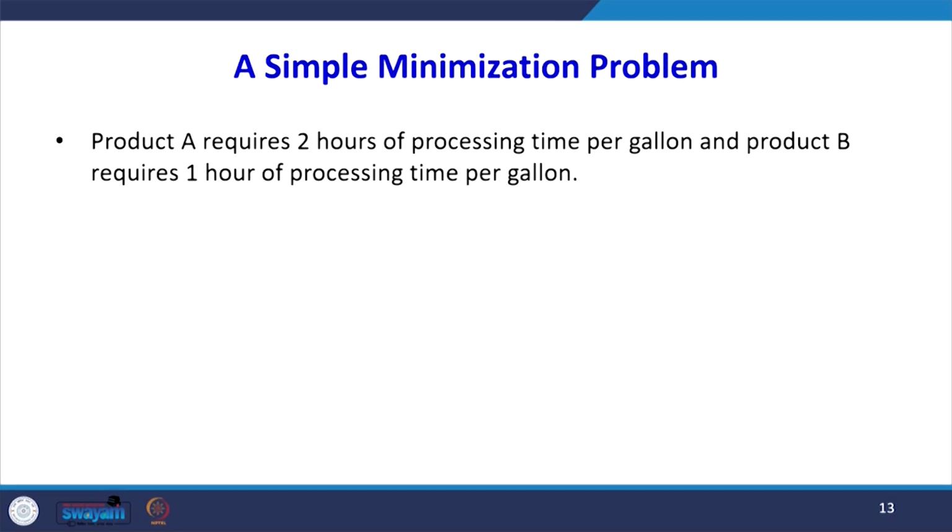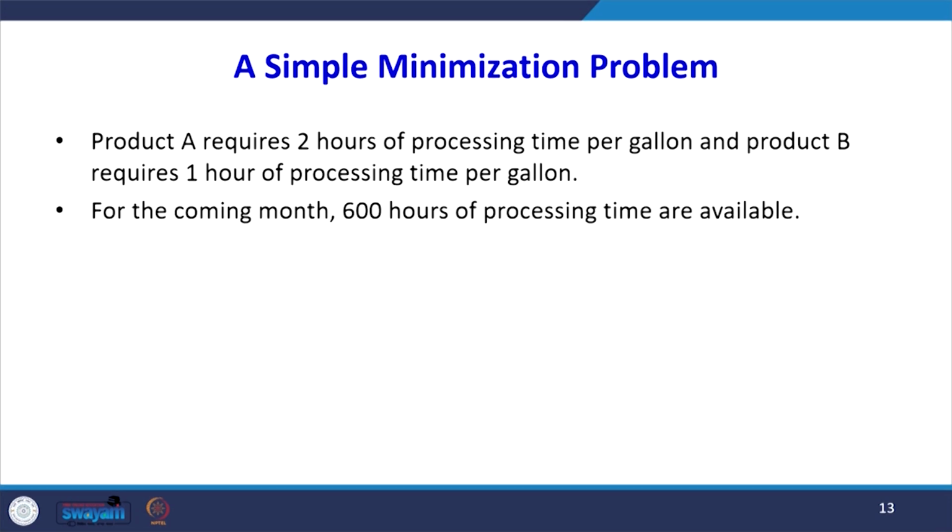Product A requires 2 hours of processing time per gallon and product B requires 1 hour of processing time per gallon. So, when this is the resource, this is capacity, it is limited. So, it should be less than or equal to. For the coming month 600 hours of processing time are available. So, how can we write this constraint? So, 2A plus 1B should be less than or equal to 600.